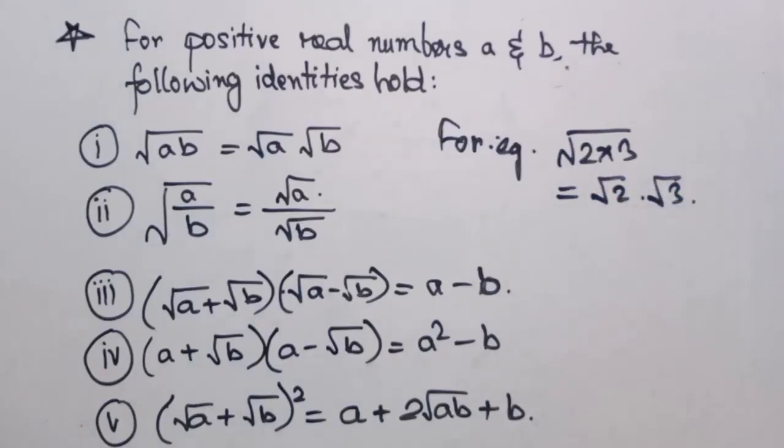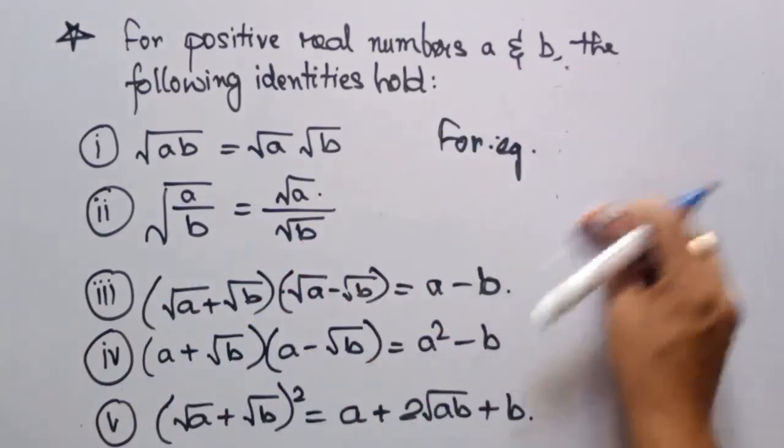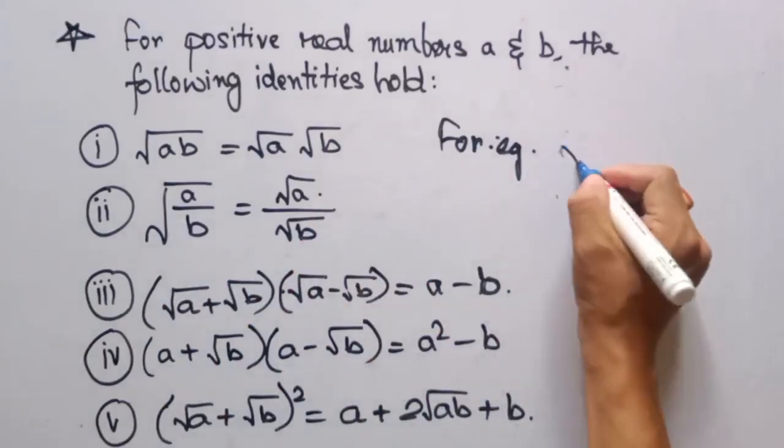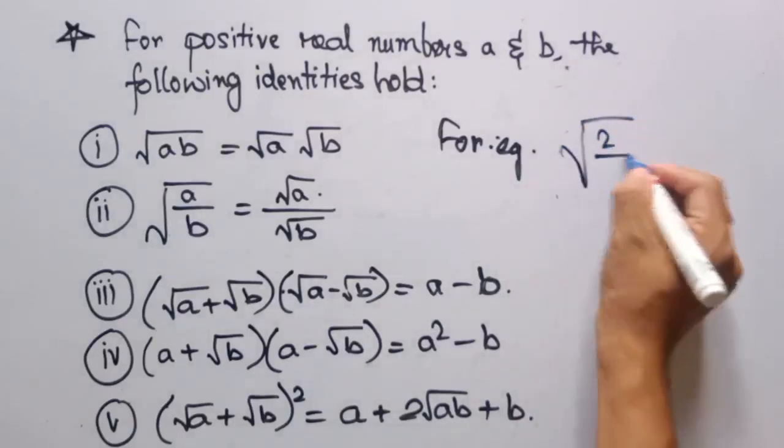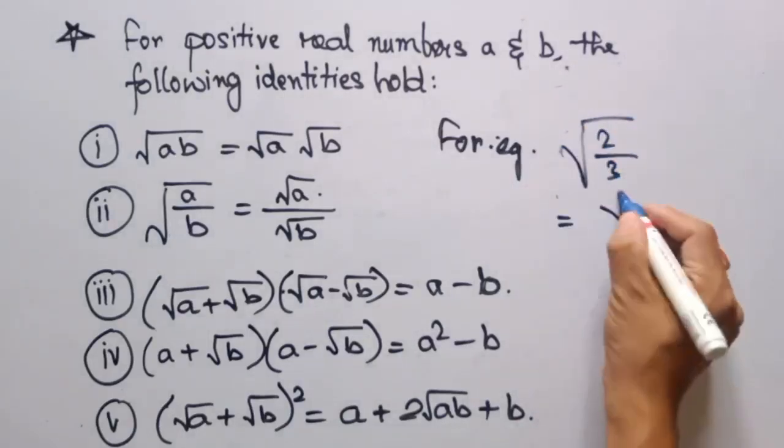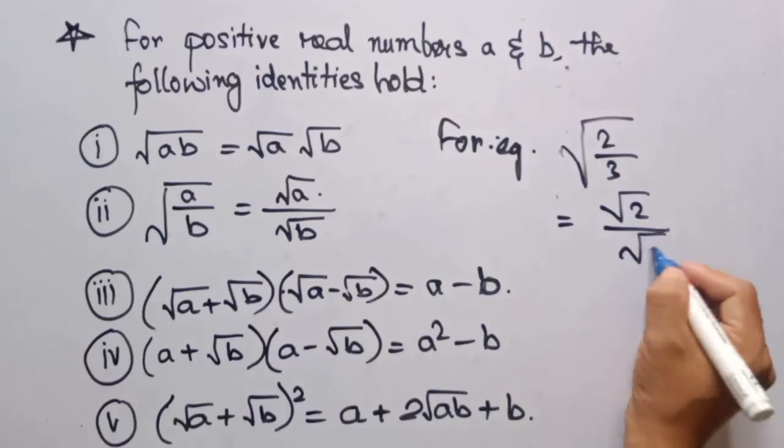Next, in the second identity, under root A by B equal to root A by root B. For example, under root 2 by 3 equal to root 2 by root 3.